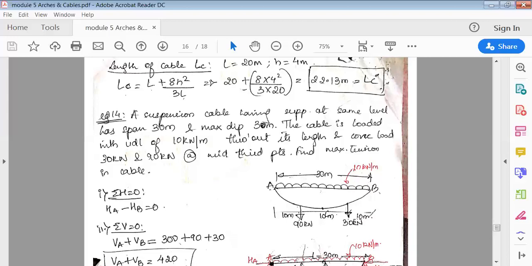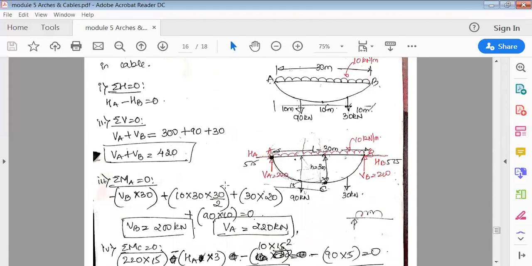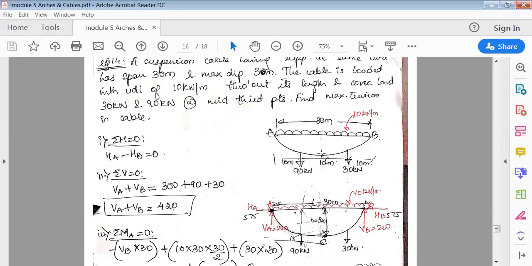Show the point loads like this at this point, and then the UDL like this at 10 kilonewton per meter. Okay, first, as usual, summation H is equal to 0, summation V is equal to 0, then moment about A is equal to 0, moment about C is equal to 0. So 4 unknowns. You have to find RA, that is HA, VA, HB, VB. So to find out the 4 reactions, you need 4 equations.